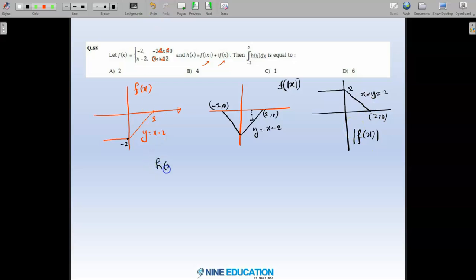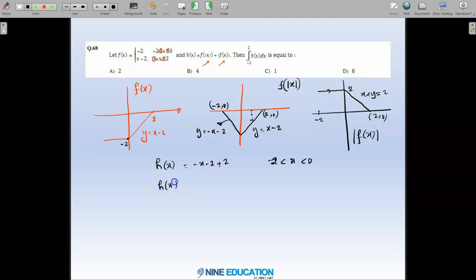Now let us define the h(x) function. H(x) function is f of mod of x plus mod of f(x). So if you observe in the region, let's suppose minus 2 to 0, because for that only our f(x) function was defined. So for minus 2 to 0, this line f of mod of x, if you observe, is nothing but y is equal to minus x minus 2. So h(x) will be the sum of f of mod of x, which is minus x minus 2, and plus, in the same way, you observe from minus 2 to 0, the function value is taking y is equal to 2 for mod of f(x), so it is coming out to be 2.